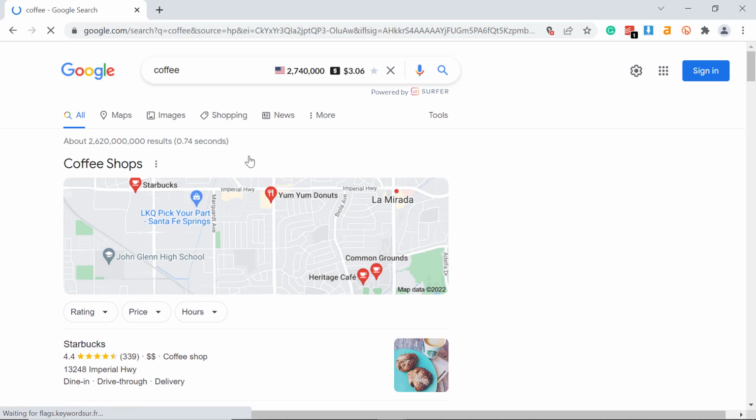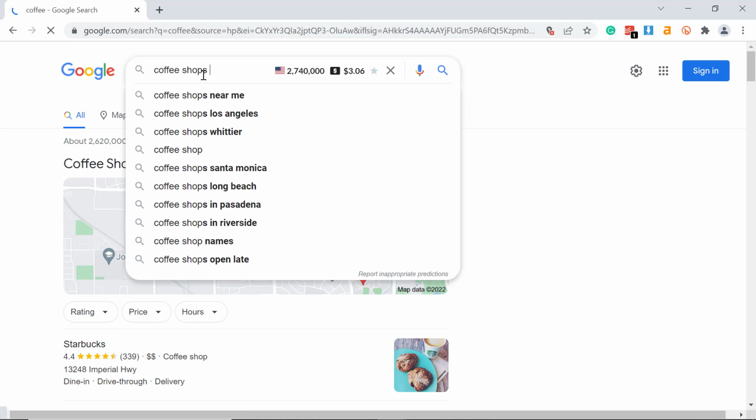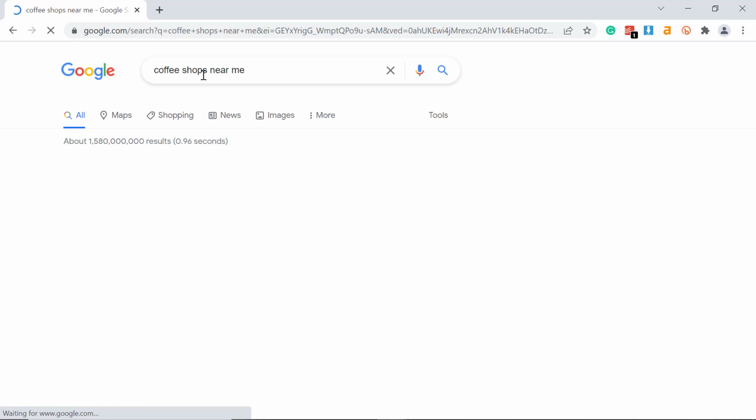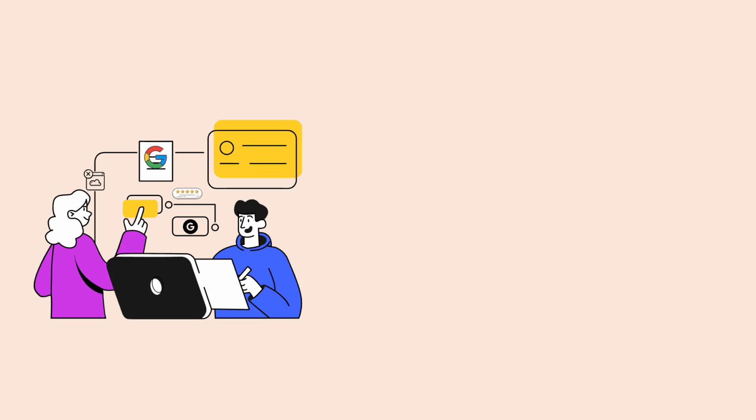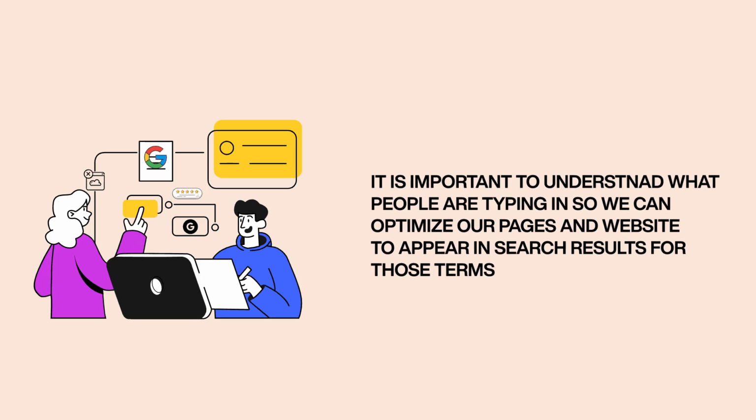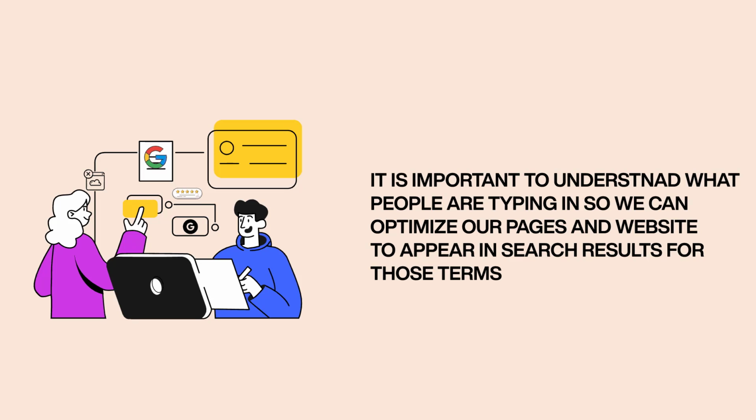You attempt one term, but it doesn't produce the result you're searching for. So you get more specific with the keywords and attempt a different approach. The bottom line is that people all over the world are typing in various keywords every second of every hour of every day, and it is critical that we understand what they're typing in so that we can optimize our pages to appear in search results for those terms.